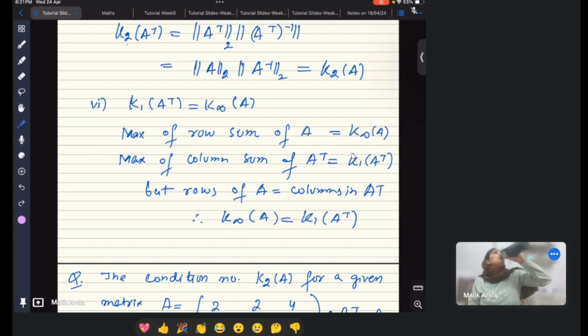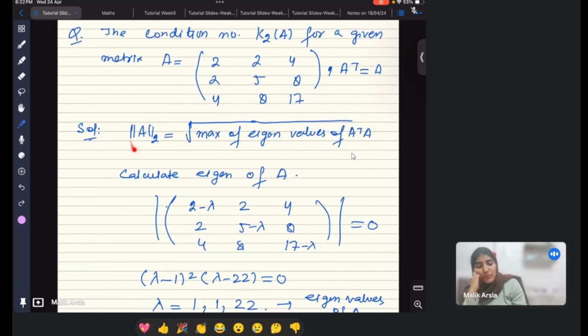Now, moving to the next question, the condition number K2 of A for a given matrix A. We have been given a matrix, and we have to find its condition number K2. You can see here that it is a symmetric matrix, so A transpose is equal to A. Now, the 2 norm of A, we know, is the square root of the maximum of the eigenvalues of A transpose A, or you can say the maximum of the singular values of A.